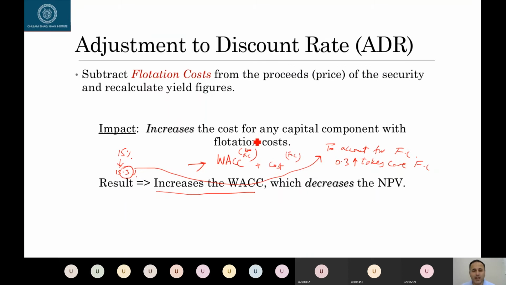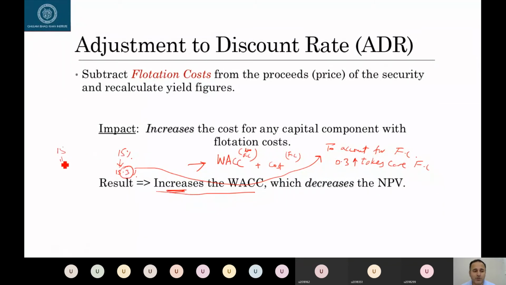Okay, so you can make the adjustment in two different ways. One, you either add it to your initial cash outlay, or you make an adjustment to the WACC, and it is always an upward adjustment, so it increases the WACC.